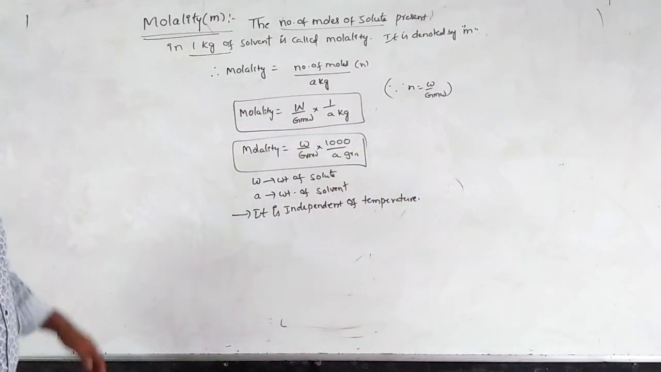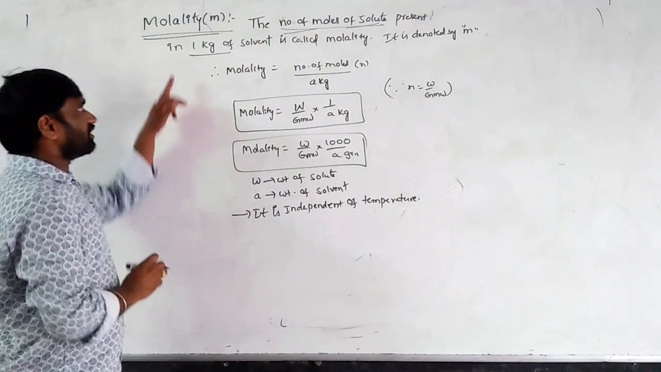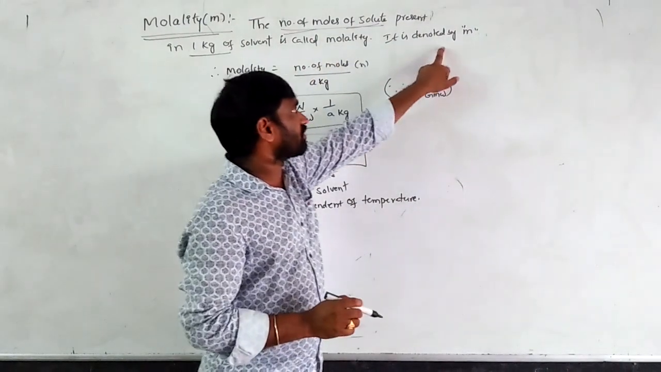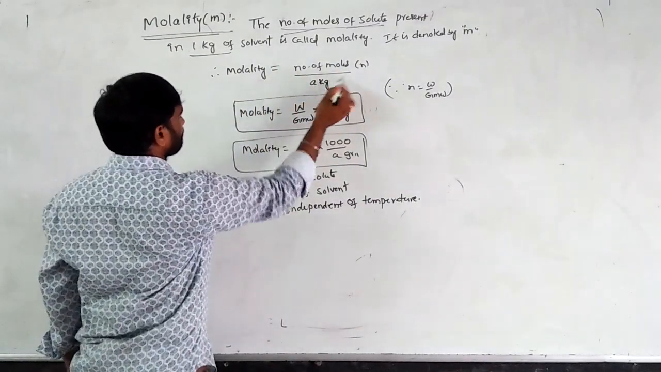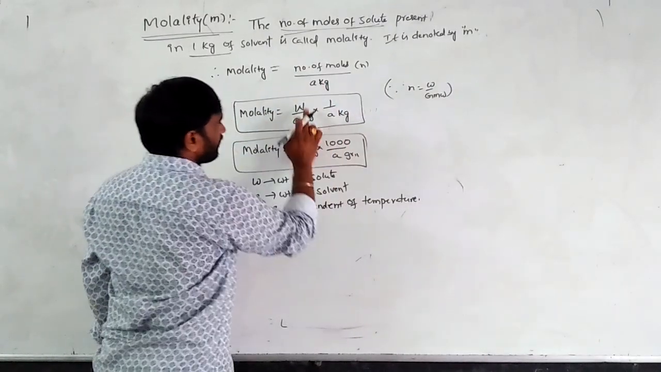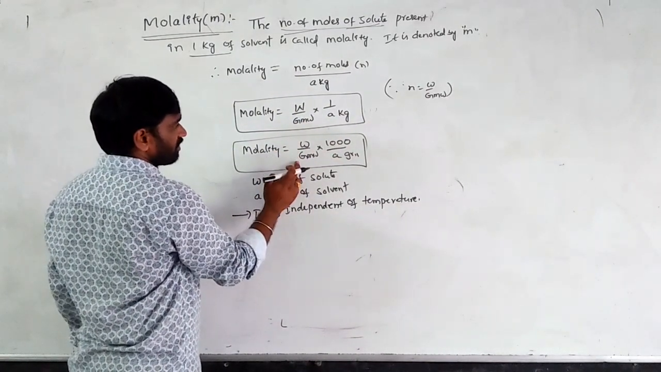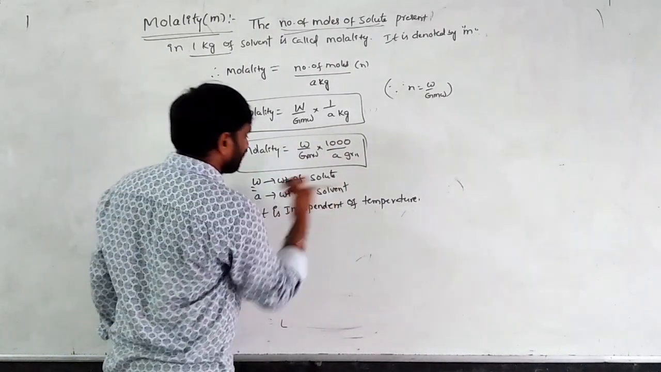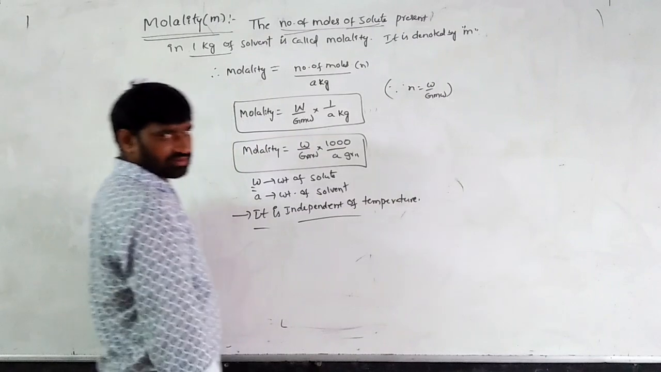This is molality. So what is molality, students? The number of moles of solute present in 1 kilogram of solvent is called molality. It is denoted by the letter small m. So molality equals number of moles per kilogram. Number of moles is weight by gram molecular weight into 1 by A kilograms. So molality equals weight by gram molecular weight into 1000 by A grams, where W means weight of solute and A means weight of solvent. It is independent of temperature.